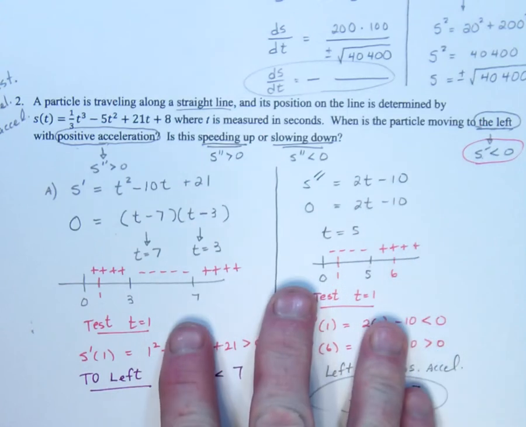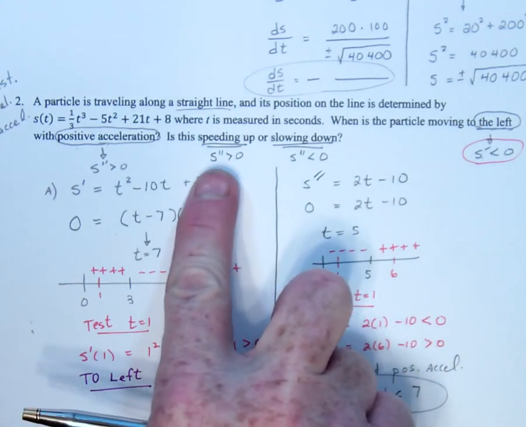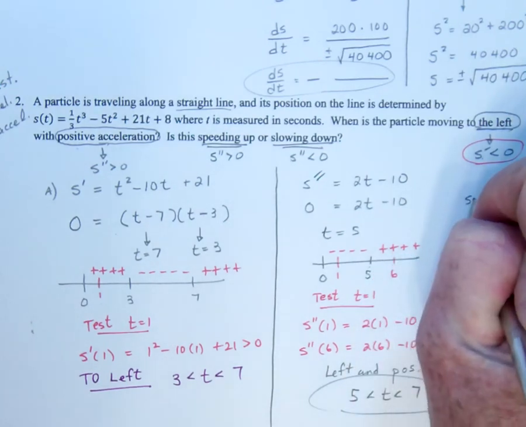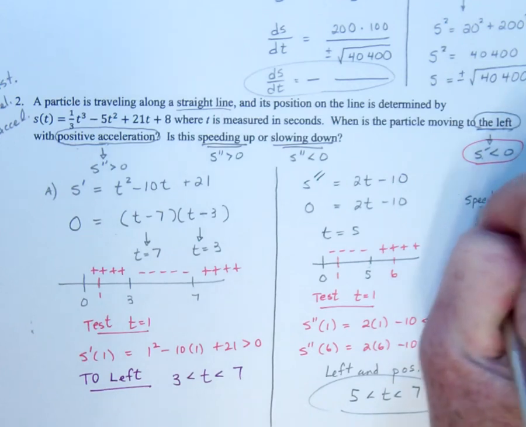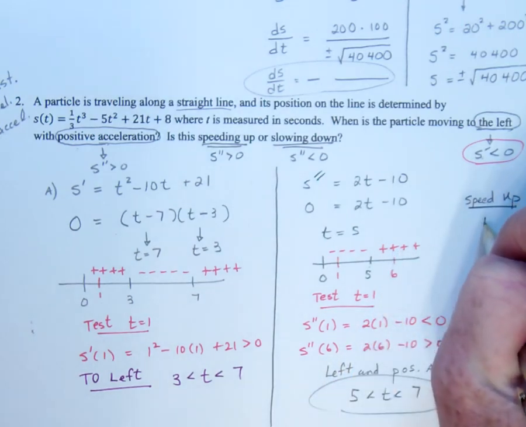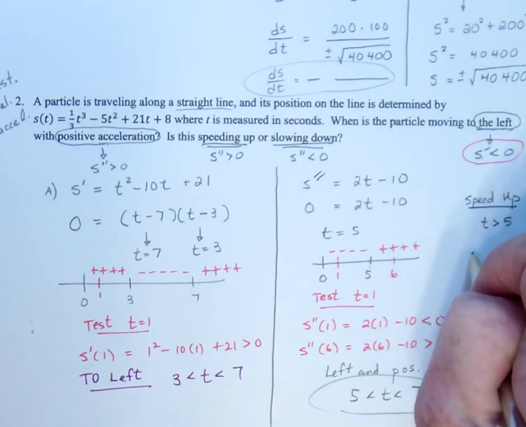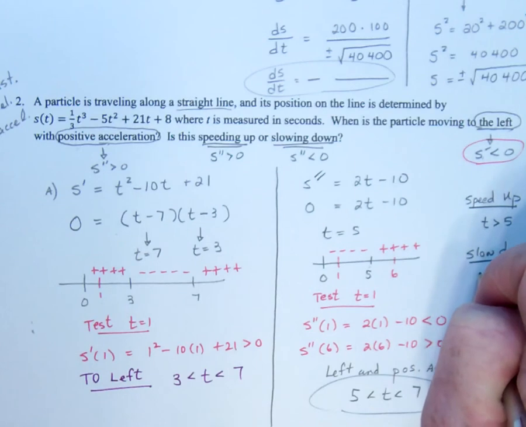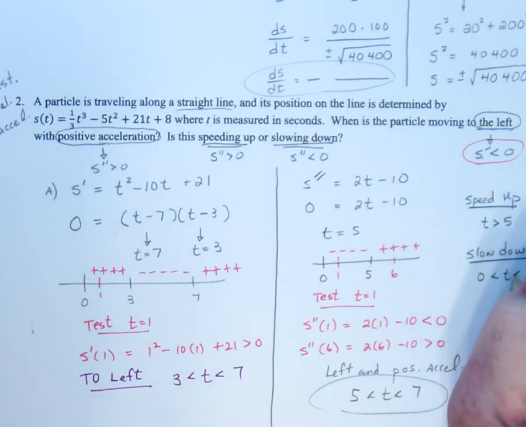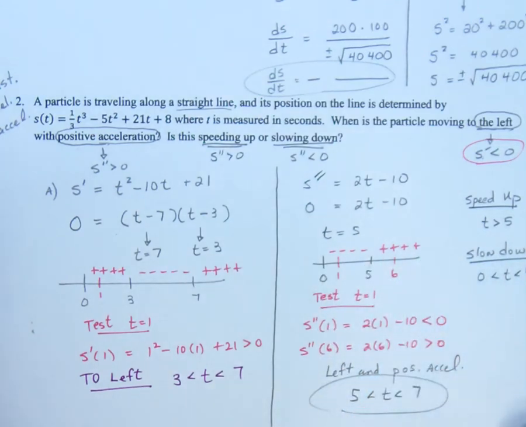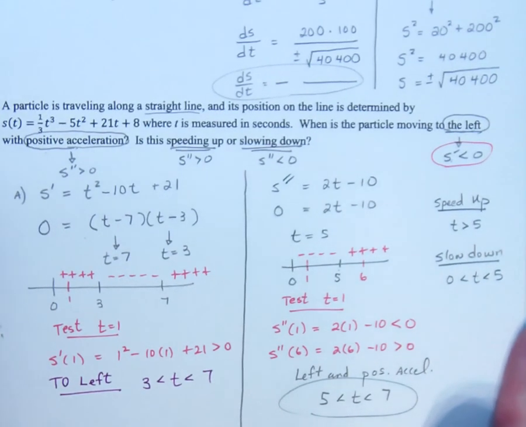So all of this was a lot of work, but the good thing is that then answers this question. Speeding up, that means positive acceleration, so that's right here. So speed up, that's right here, positive acceleration. So that means when t is bigger than 5. And then for slow down, that would be between 0 and 5 seconds. So this interval is slowing down, this interval is speeding up. And that is number 2, just barely fitted into the space provided.